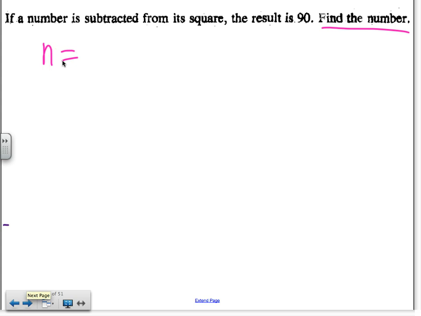So let's call it n. N is what? What do you define n to be? N is the number you want to find, right? N is the number. Fine.